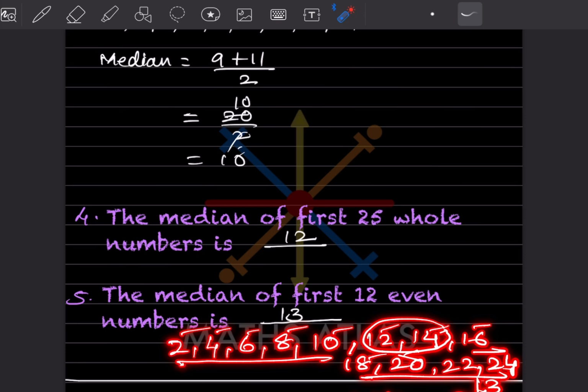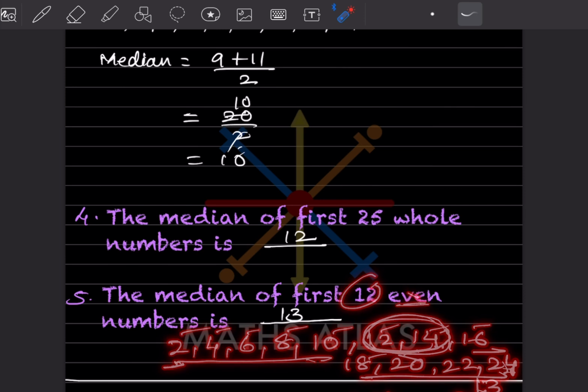Hope you got this, because even numbers will start with 2. So we have to take 12 numbers. So these are the 12 numbers, so that will go to 24. And because this is an even number, you have to take the middle pair and divide by 2. So that will be 13.